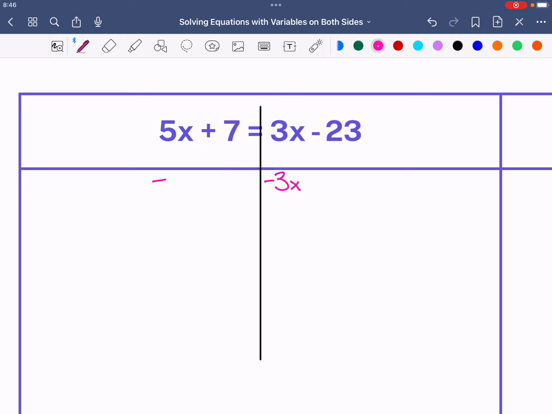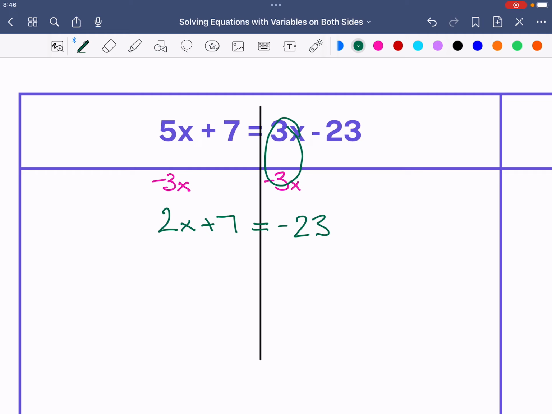But anything we do to one side, we have to do to the other side of the equal sign to keep the two sides equal or balanced. And I like to line up my terms, so I put it right below my other x value so that we can combine or simplify. So we have 5x minus 3x reduces to 2x. We have a plus 7 that we can bring down equals 3x minus 3x is 0. So I'm just going to put a 0 through it and bring down that negative 23.